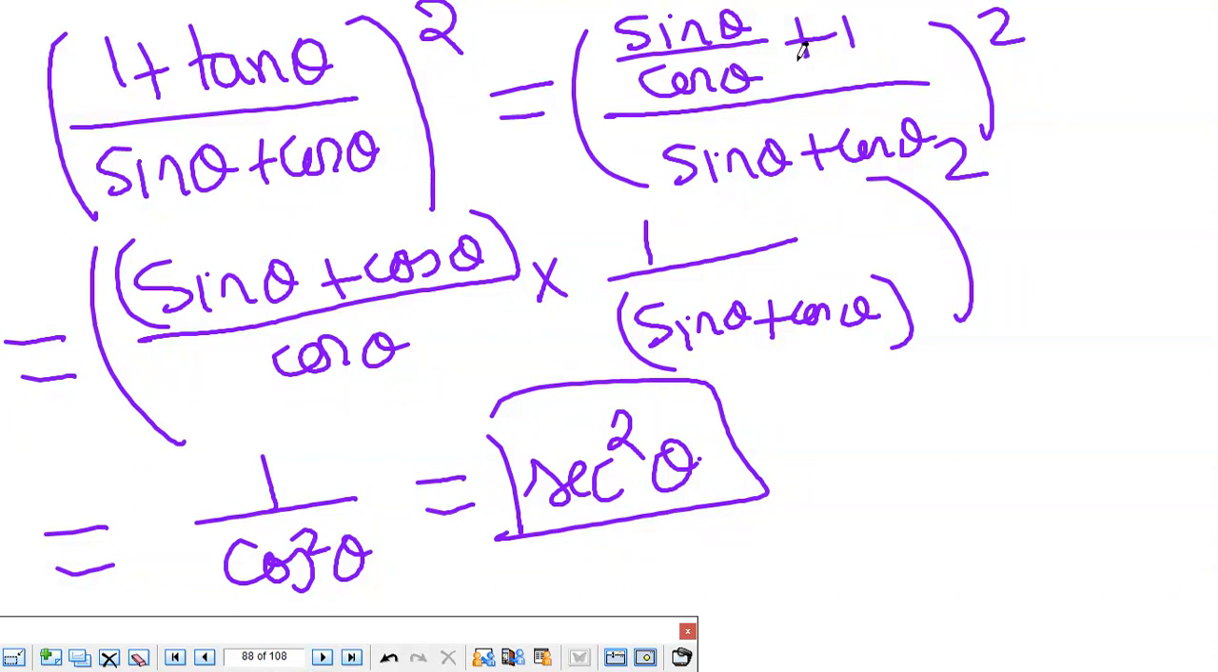And then now I can do the same denominator here. So I will have sine theta plus cosine theta over cosine theta, times the inverse of this one, so times 1 over sine theta plus cosine theta. We can simplify here. This squared is for here now, guys. So we can simplify. It's going to be 1 over cosine squared theta, so it's secant squared theta.